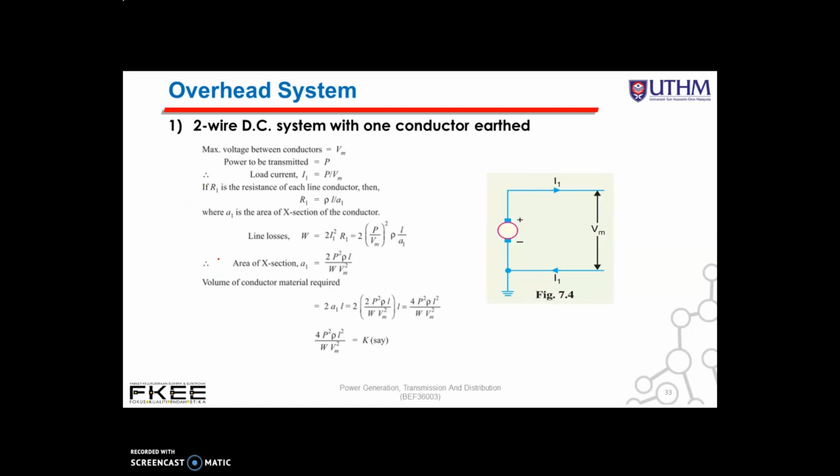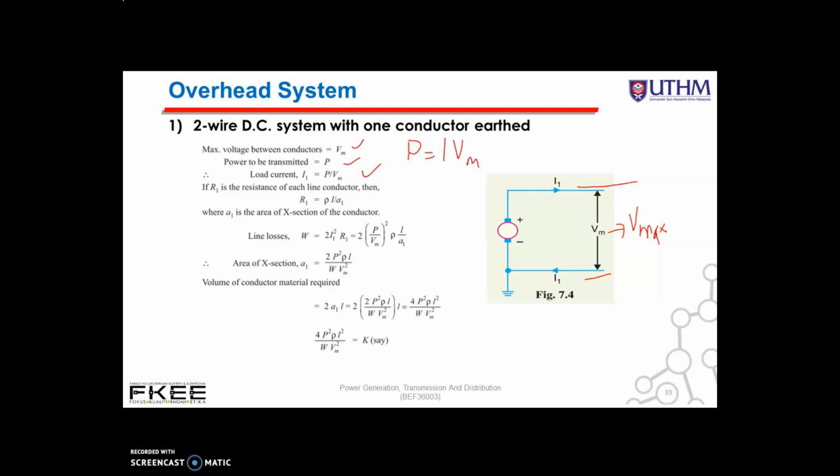We look at the first example, which is the overhead system for the two-wire DC system with one conductor earthed. When the transmission line is an overhead system, the stress exists between the conductor and earth. Therefore, comparison is based on the maximum voltage between the conductors and earth. This one is V maximum. So first, the maximum voltage between the conductors and the earth is Vm, and the power to be transmitted is P. So we will have the load current I1 as P over Vm, as we know that P equals I times V.